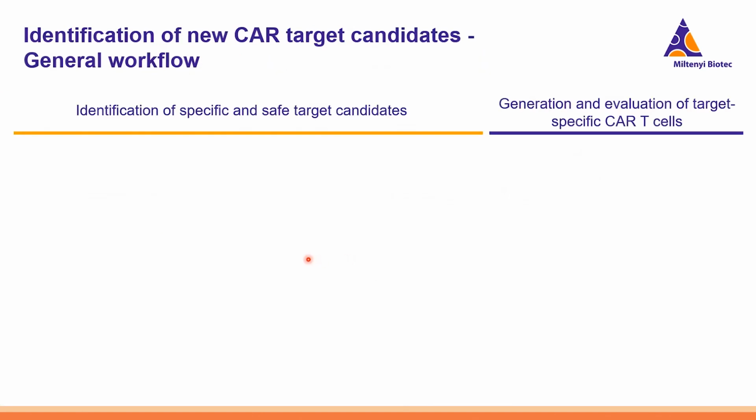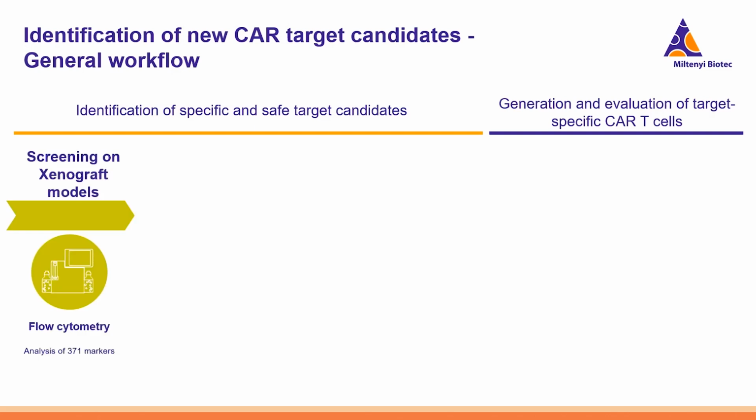This study has 2 main parts. The first part is to identify the tumor-specific and safe target candidates, and then the second part is to generate those target candidates and evaluate them further in vivo, in vitro, and in silico. The study started with patient-derived xenograft models that were screened and analyzed for 371 markers using flow cytometry analysis. This was done together with in silico analysis of RNA and protein extraction databases.